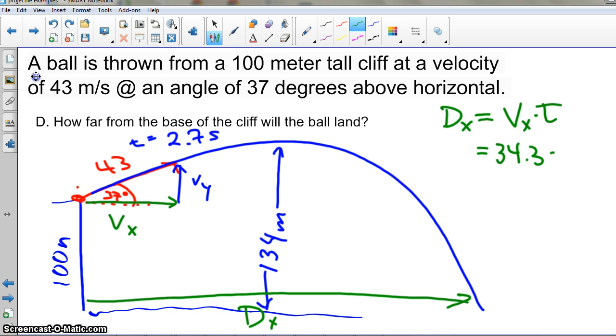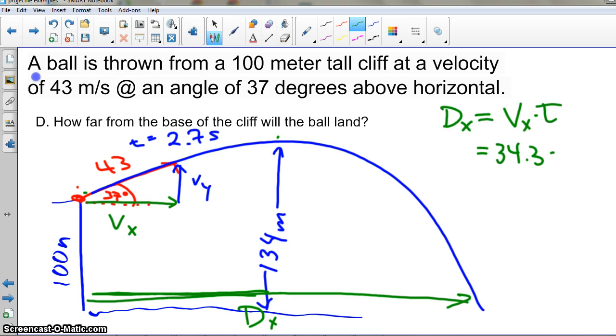Can we use 2.7? What was 2.7? Do you remember what that was? That was the time from where it was launched to the top. Is that the x distance we want? No, it's not. We want the entire x distance, so we're going to need to know the entire time that it's in the air, which we don't know. We haven't calculated that yet.